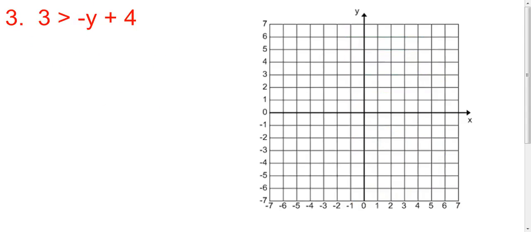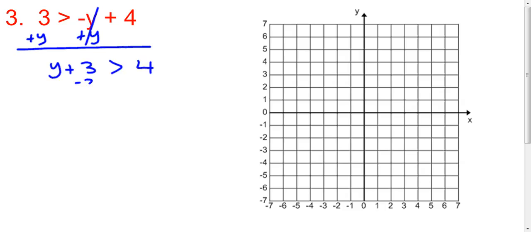Okay. And one more really quickly. We're going to get this one into y equals mx plus b also, which means that I want the y on the left hand side. So I will add the y over, and I will have y plus 3 is greater than 4. Subtract 3. So I have y is greater than 1.